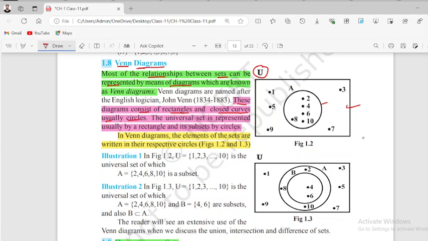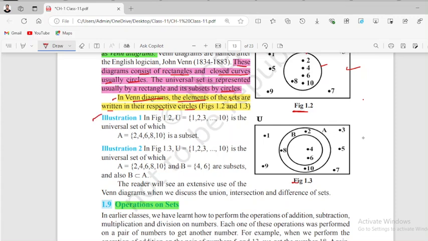The universal set is usually represented by the rectangle and its subset by the circle. So we can also represent elements of the set in the Venn diagram. In a Venn diagram, the elements of the set are written in their respective circles. Suppose figure 1.1 and figure 1.3.